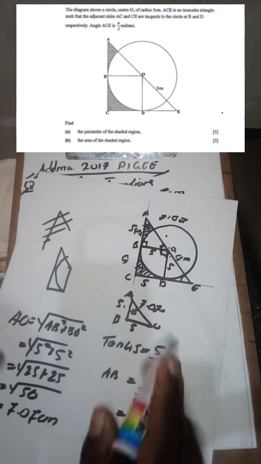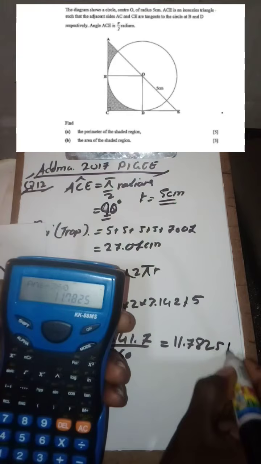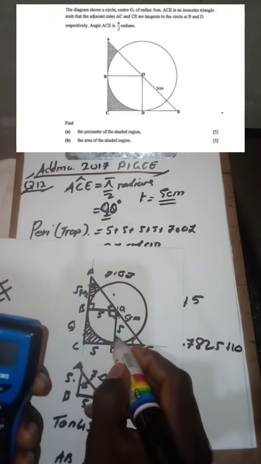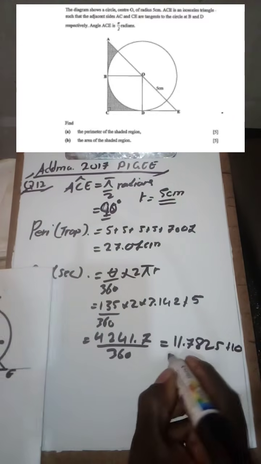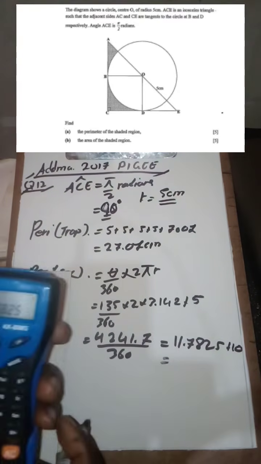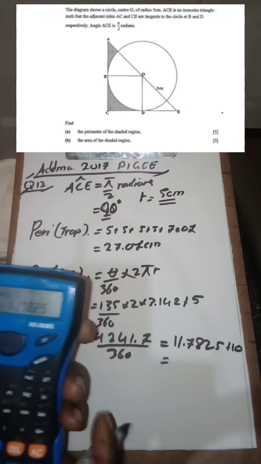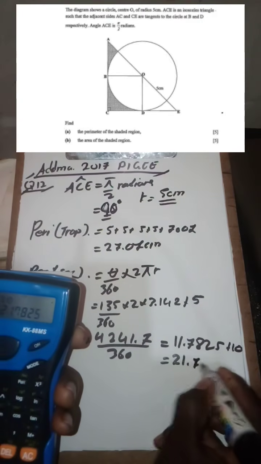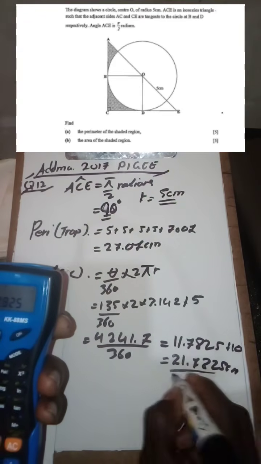Because you're talking about the distance around a given figure. So you just add plus 10. Why am I saying 10? From this point to that point you have 5, and from that point to that point you have 5. So here what you're going to have is 11.7825 plus 10. You're going to have 21.7825 centimeters. So that's the perimeter of the sector.